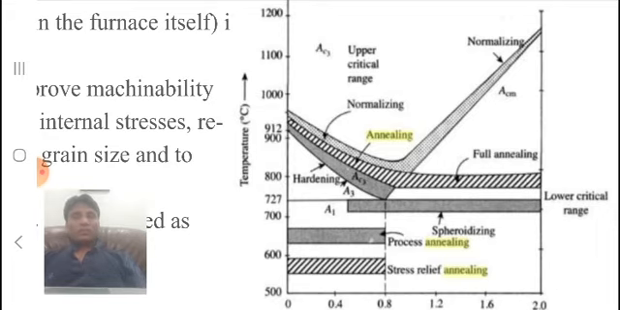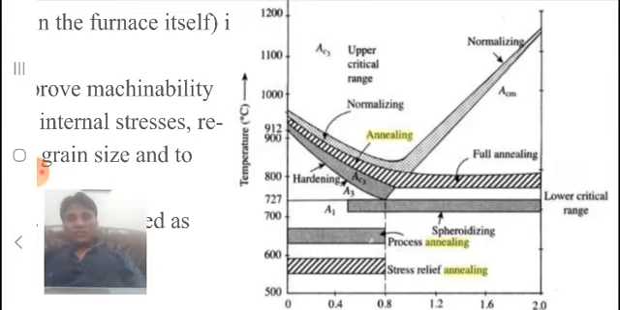Therefore, to improve the ductility and toughness, the steel is slowly cooled below the A1 line to form pearlite and dispersed or spheroidized cementite so that the metal becomes ductile and the toughness is also increased. So this is what is called spheroidized annealing.